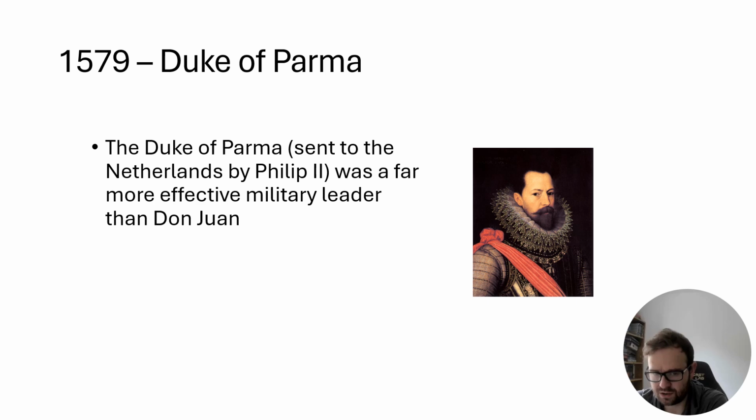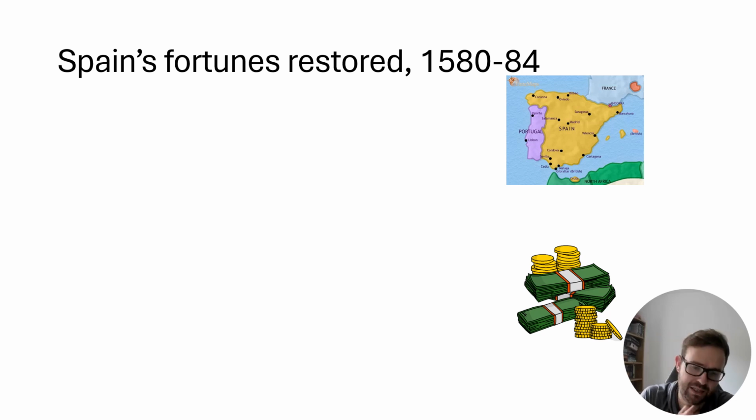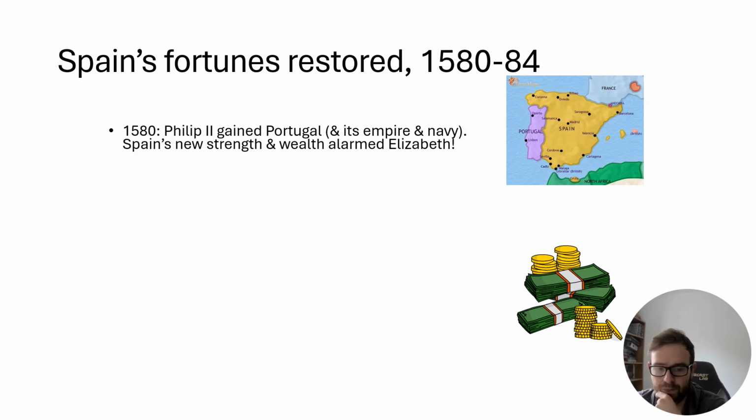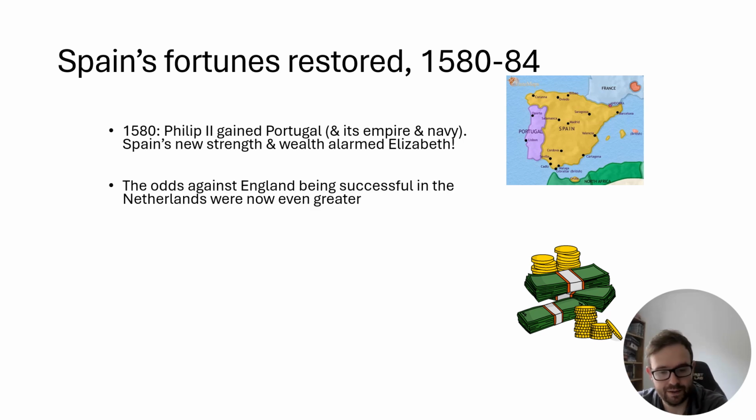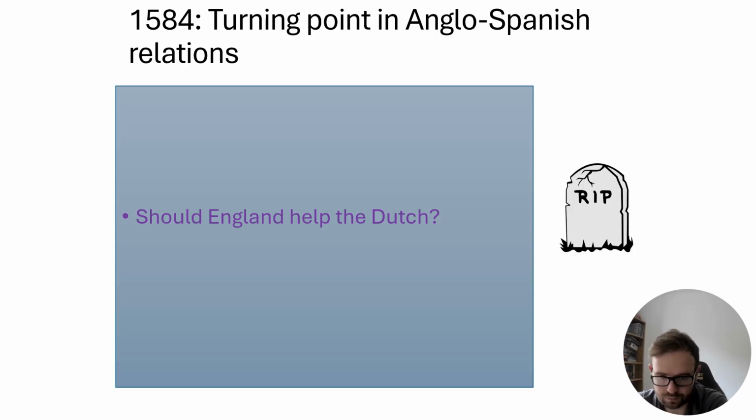But the Duke of Parma then is sent. Philip II sends the Duke of Parma, who's far better than Don Juan, and he starts turning the tables. He starts pushing back against the Dutch. Between 1580 and 84, Spain are on the ascendancy. Philip actually gains Portugal in a personal union. That means Portugal's empire becomes Spanish. So Spain all of a sudden massively increases its power. This alarms Elizabeth. She really needs the Netherlands now. The Duke of Alençon comes to England and Elizabeth supports him with money, but he returns and fails in the Netherlands.